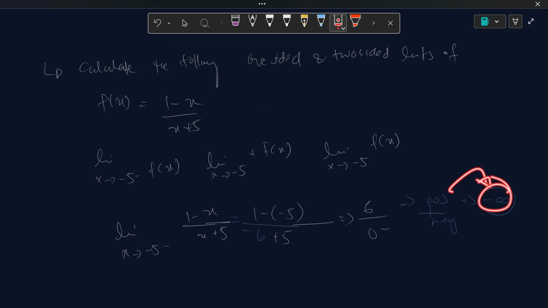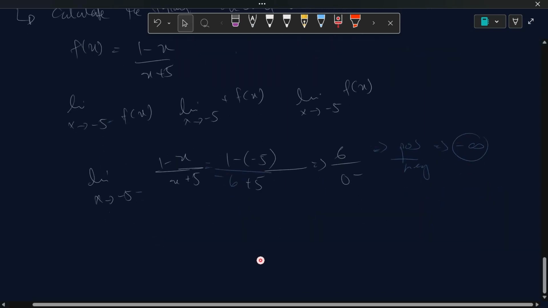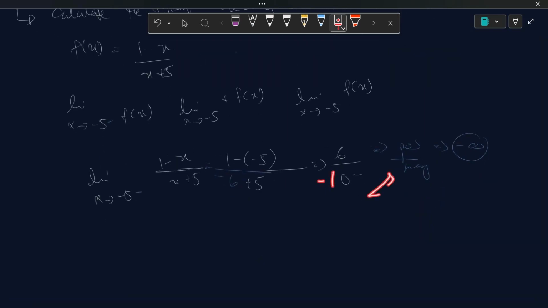So that means you'll basically end up getting a negative infinity as the final answer. Okay, so I hope that makes sense. Here, because we get a -1, which is basically a negative number, this is how you should be able to do this. So now we're going to move on to the second one.